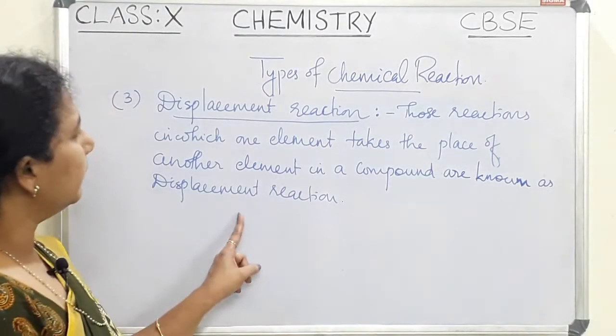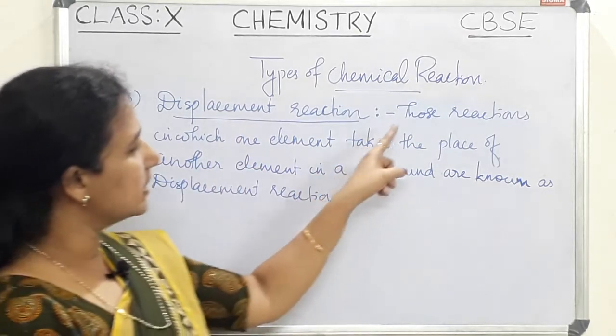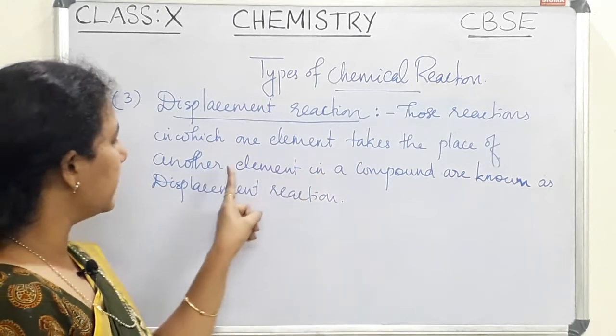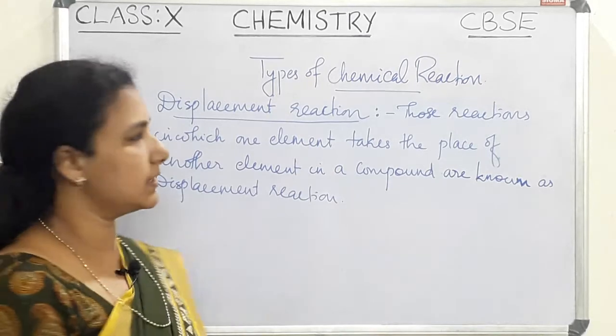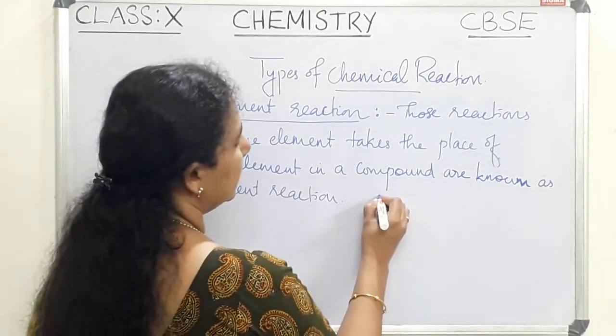Let's see the third type of chemical reaction, that is displacement reaction. The definition is: those reactions in which one element takes the place of another element in a compound are known as displacement reactions. So one element takes the place of another. So let us write the general equation.